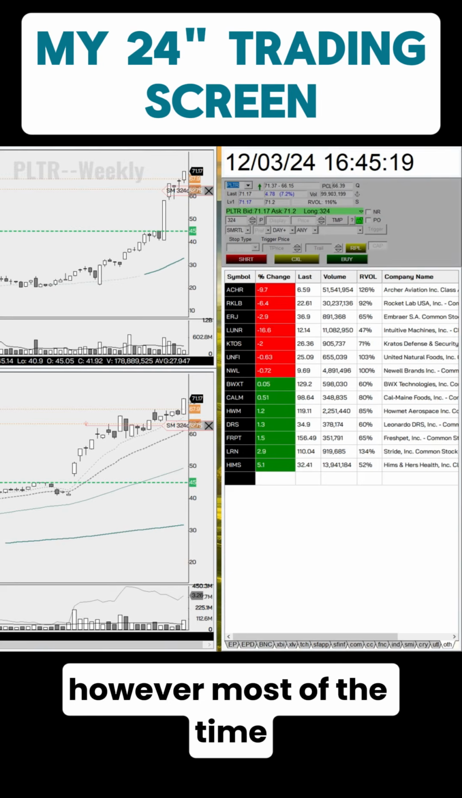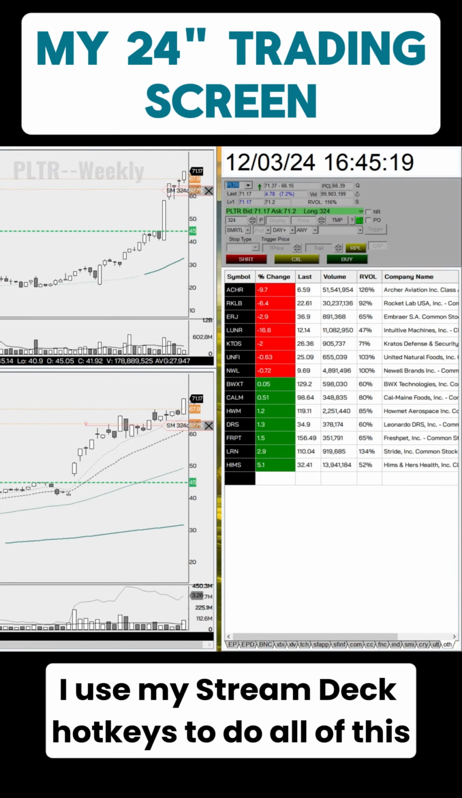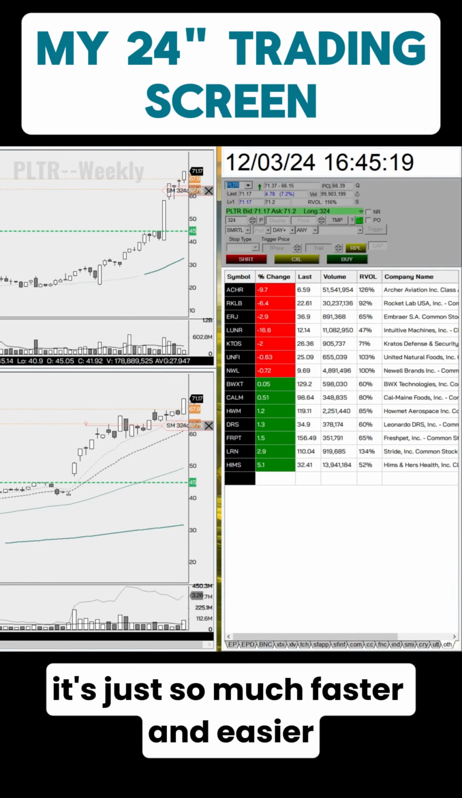However, most of the time I use my Stream Deck hotkeys to do all of this. It's just so much faster and easier.